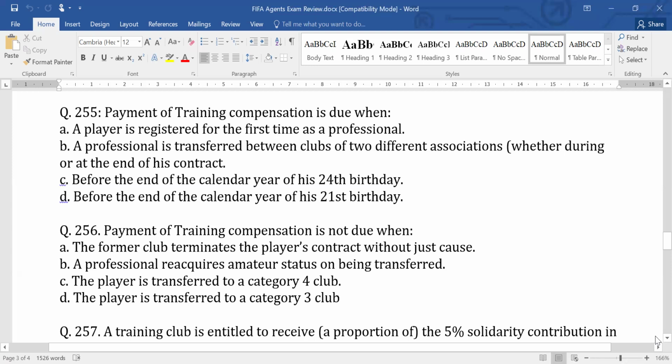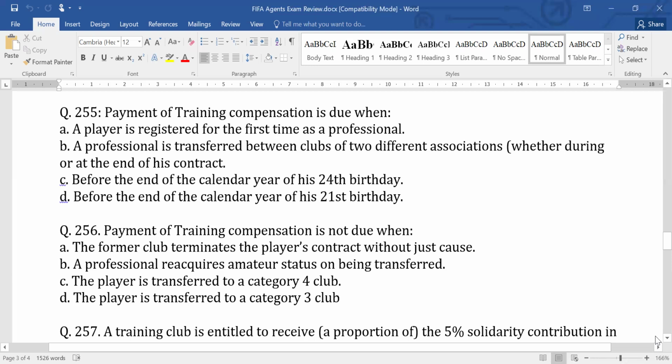Yeah, because both Chelsea and Arsenal are in the same England association, Chelsea will not receive training compensation. Compensation is paid when there is a movement from one association to another. So, for example, if you see a question that the two clubs are in the same association, there will be no training compensation due to the former club.